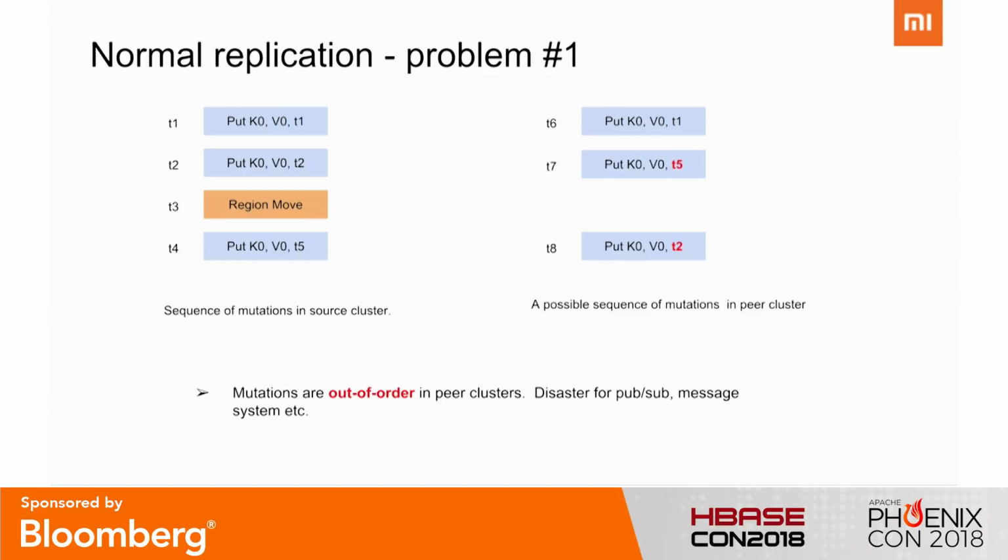The first problem is that mutations are out of order in the peer cluster. We can see that in the presentation. Obviously, the put with timestamp 5 is ahead of the put with timestamp 2 on the peer side. Actually, it's a disaster for a pub/sub system or message system.